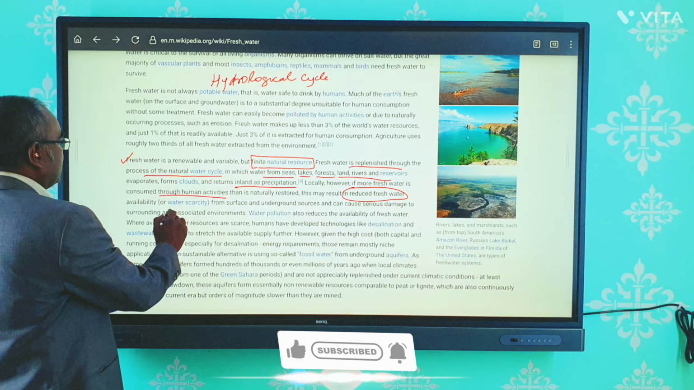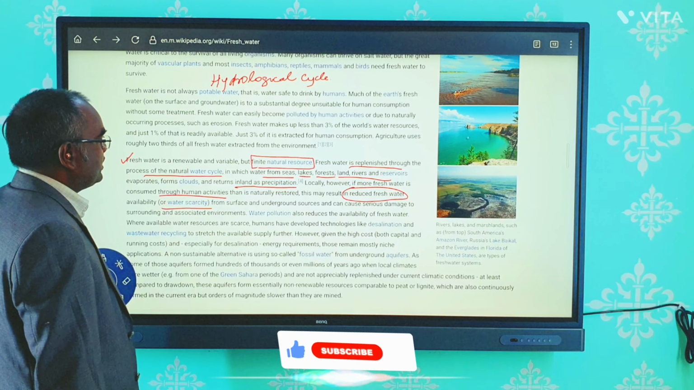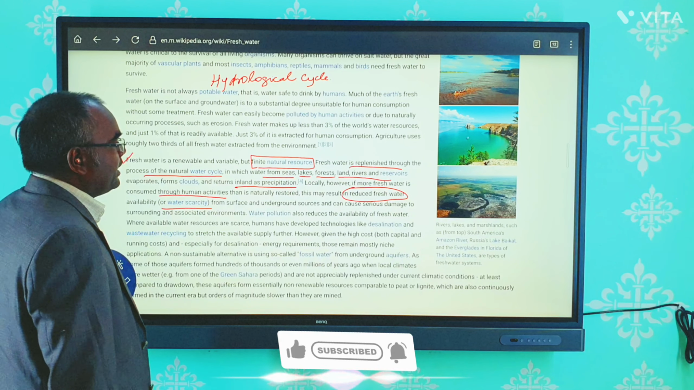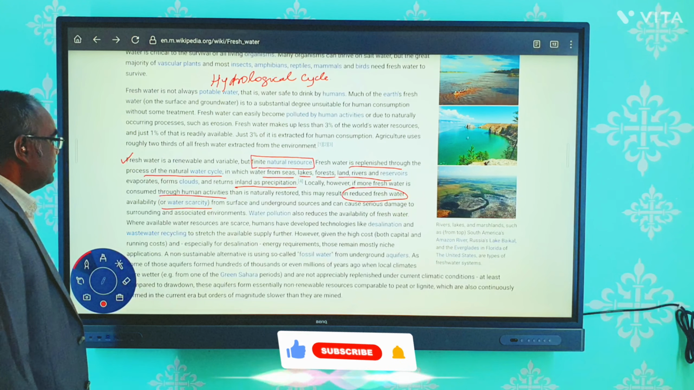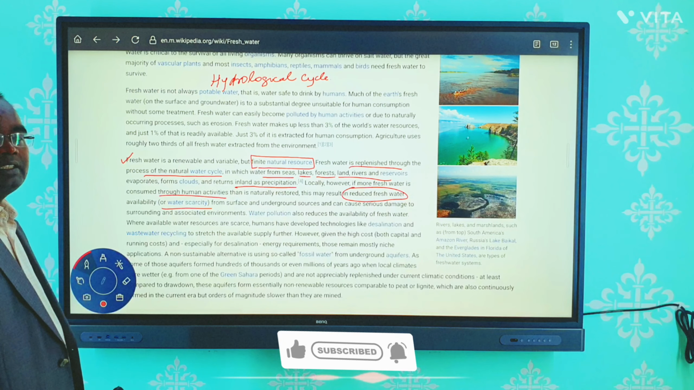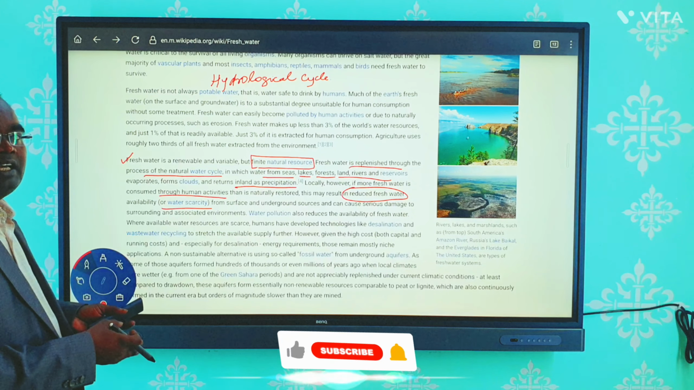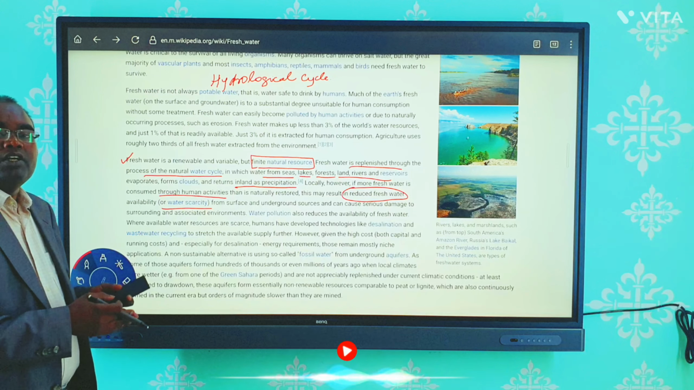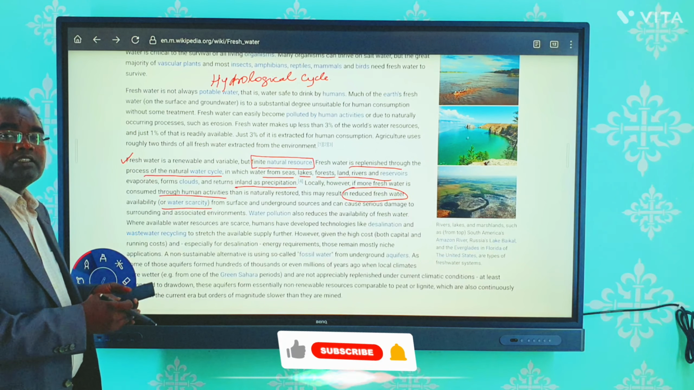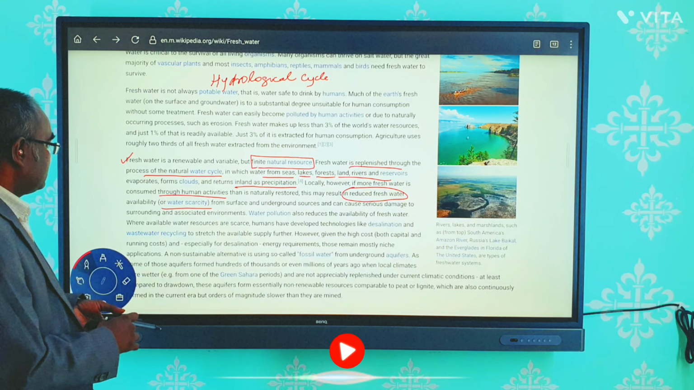And there may be a water scarcity problem from surface and underground sources, and it can cause serious damage to surroundings. Friends, I am discussing some basics of fresh water. Afterwards, I will discuss the national and international issues related to fresh water and why this fresh water is going to be the future goal for us.